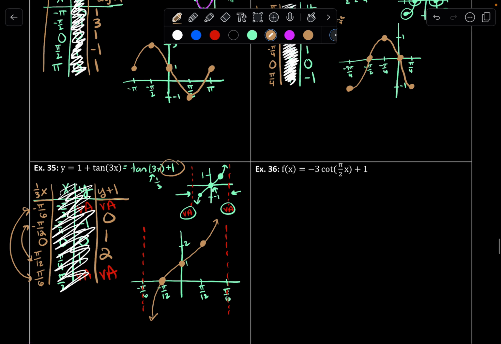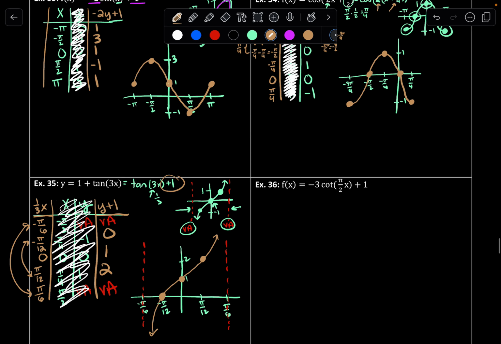All right, so that is the first 3. The next video will have the reciprocals of those, so you'll see cotangent, cosecant, and secant. Hope this helps.